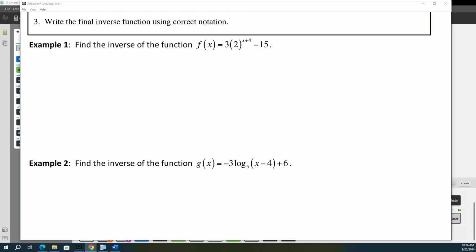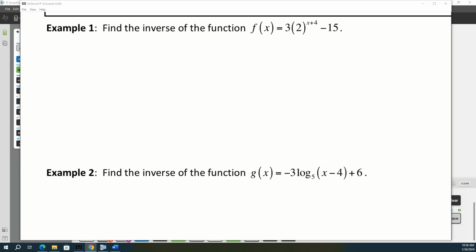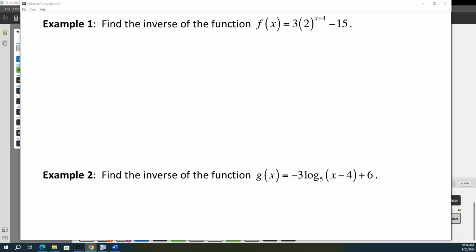Okay, so the steps are there, but I'm going to see if you guys can remember what to do without the steps. So what is the first thing you do whenever you find an inverse? You do something with x and y. Switch x and y. That's the first thing you do. So make the y an x and make the x a y. And then do all the algebra you have to do to solve this for y.